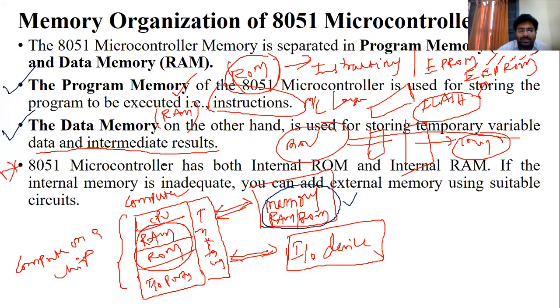Some microcontrollers have both internal RAM as well as internal ROM. If the internal memory is inadequate, meaning it is not sufficient to store the data, we can add external memory like this.